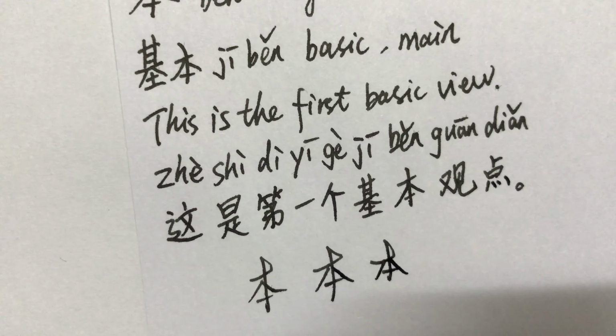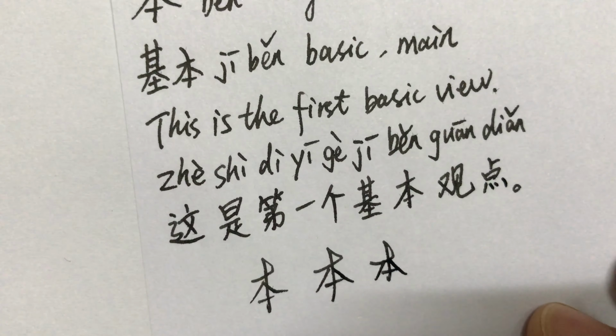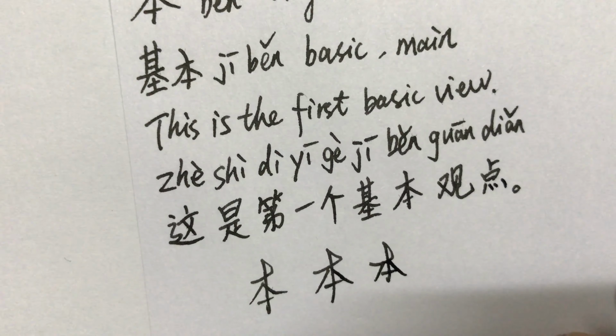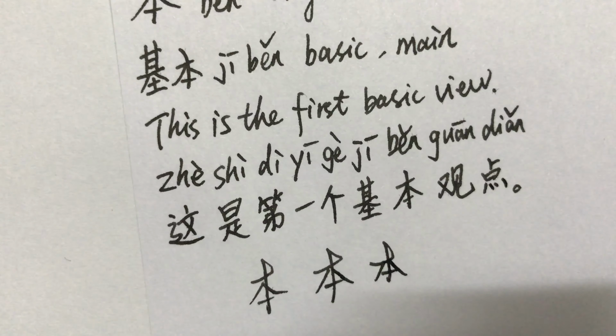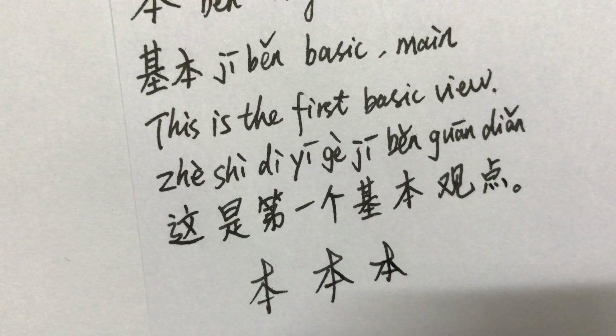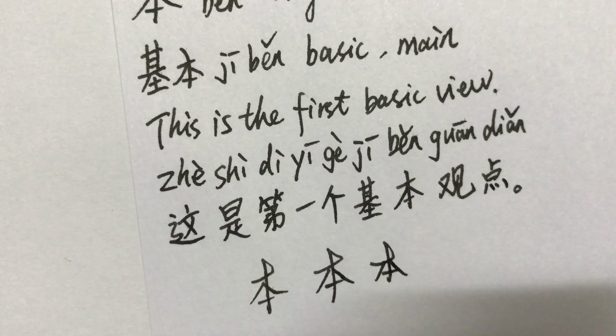本 orange, this, root, 基本 basic, main. This is the first basic view. 这是第一个基本观点。Please comment any words or sentence with the Chinese character 本.